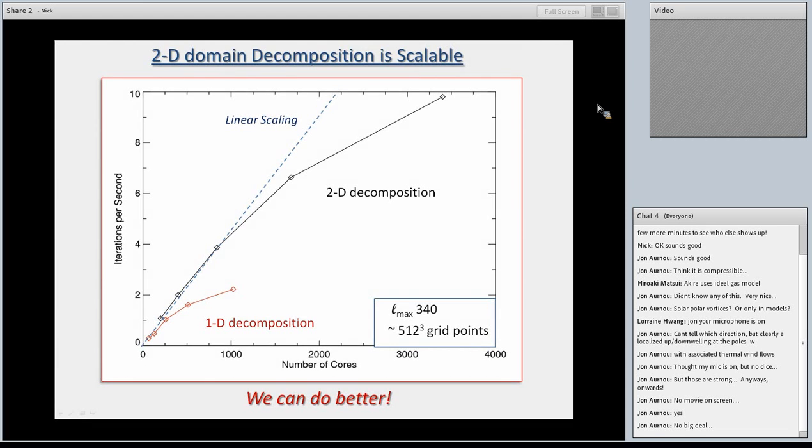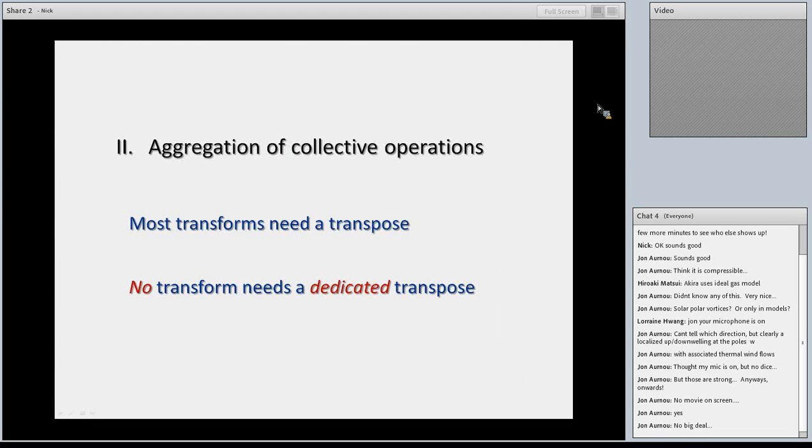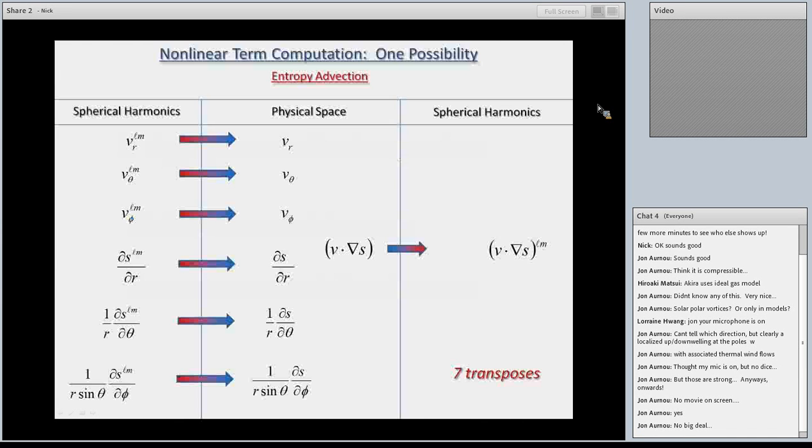The way to do that is to collect your collective operations. It's a pseudo-spectral code. We're going to have to do global communication at some point. Every transform needs a transpose, but no transform needs its own transpose. I'll talk a little bit about what I mean by that.